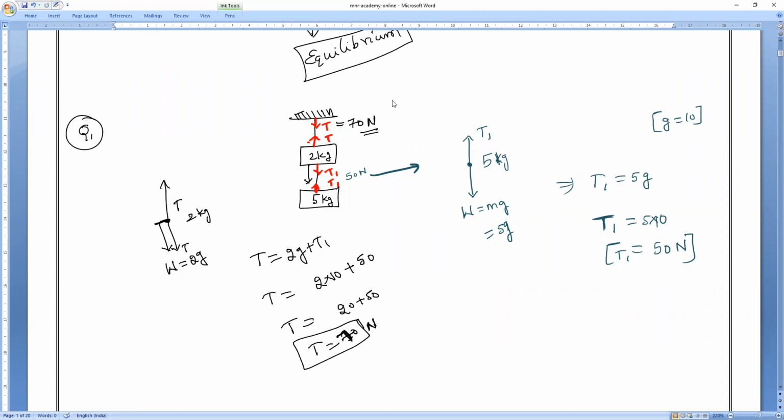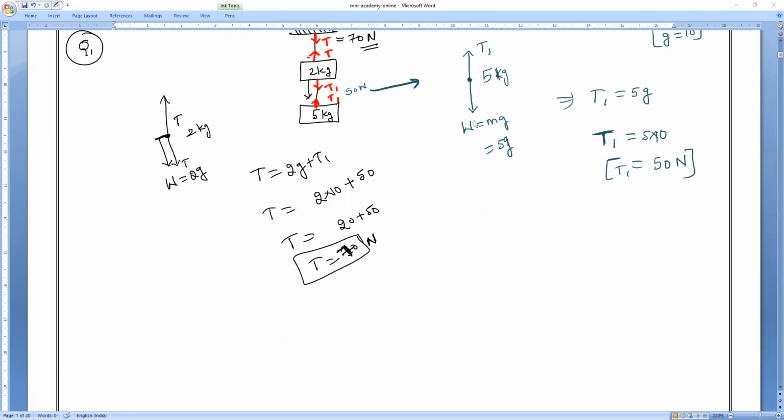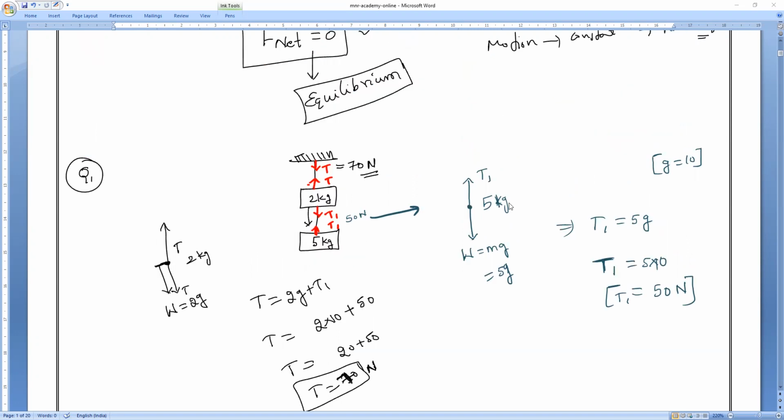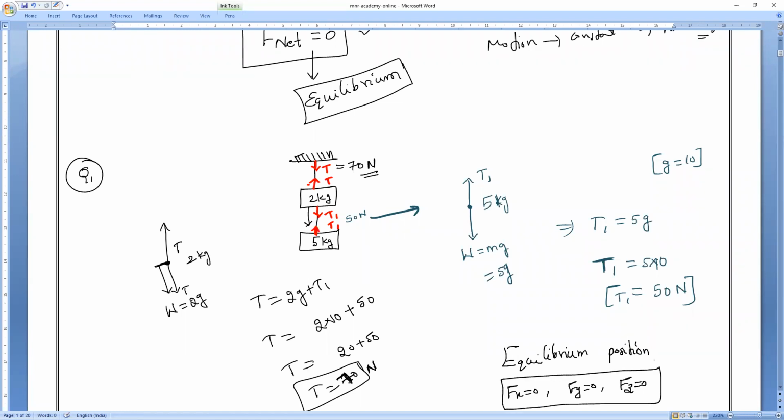Understand? So please solve it. Keep in mind how to find the tension. This is the way we should solve. Whenever we speak in physics, keep in mind the equilibrium position. If you all notice, equilibrium position means the resultant force in the x direction is zero, the force in the y direction is also zero, and the force in the z direction is also zero. That is what we say equilibrium position.